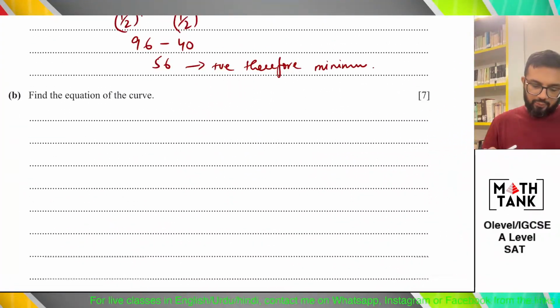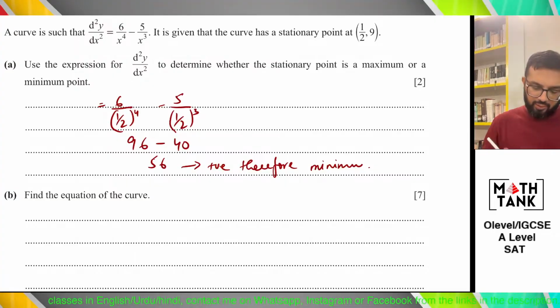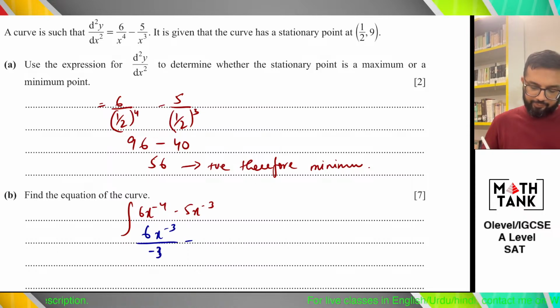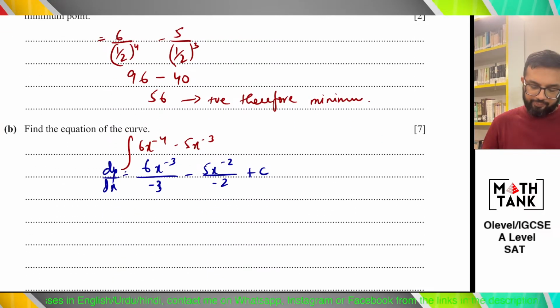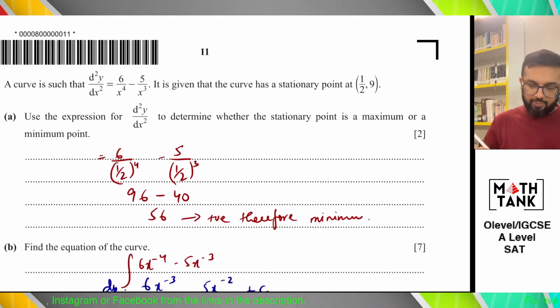Then find the equation of the curve. So I have to integrate it twice. But I get dy by dx first. dy by dx will be 0 at this point.